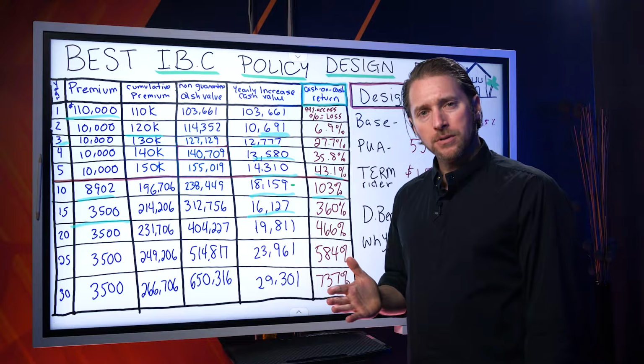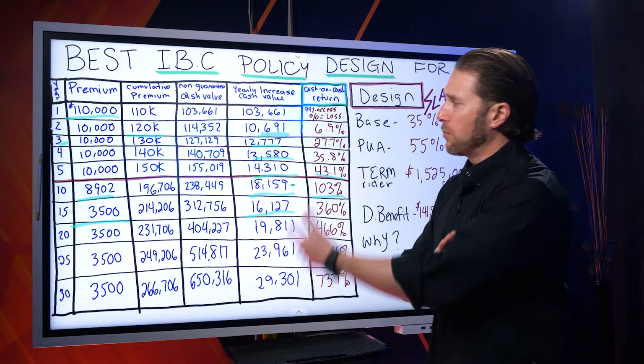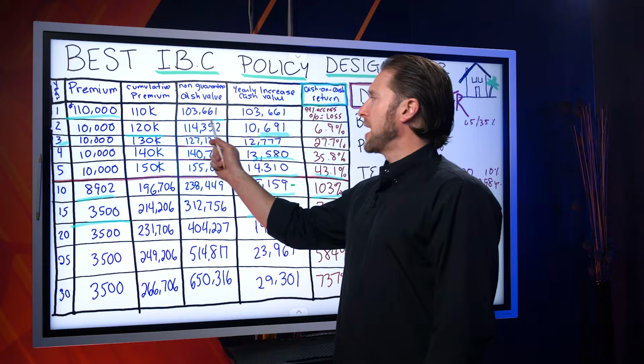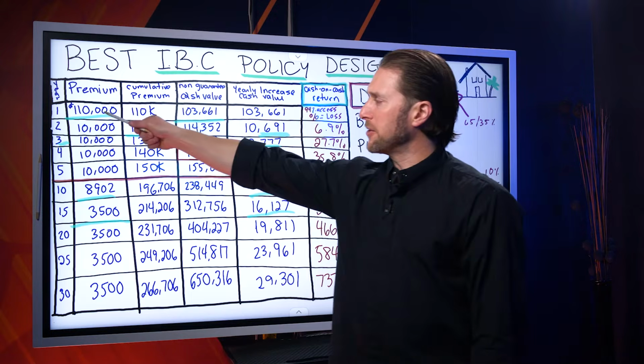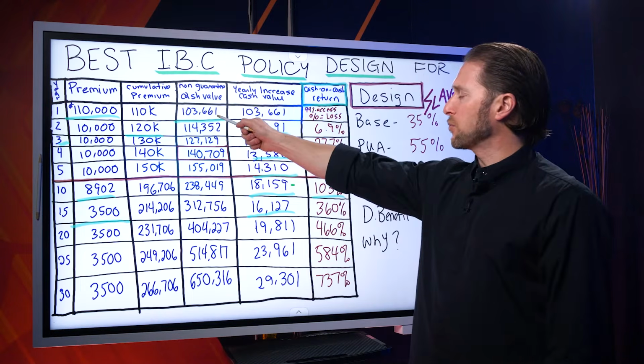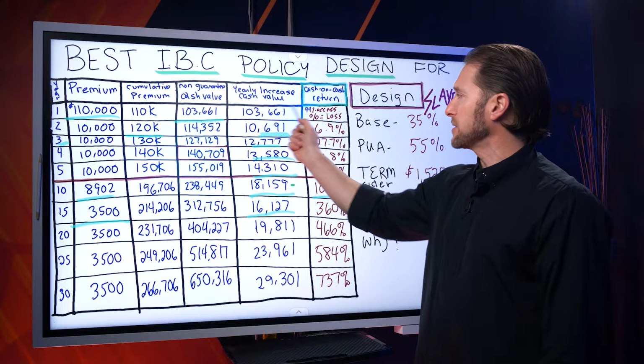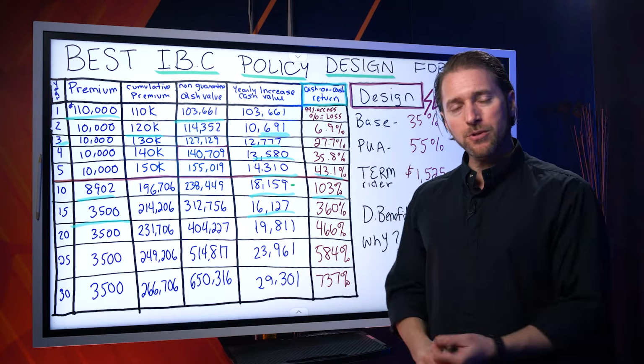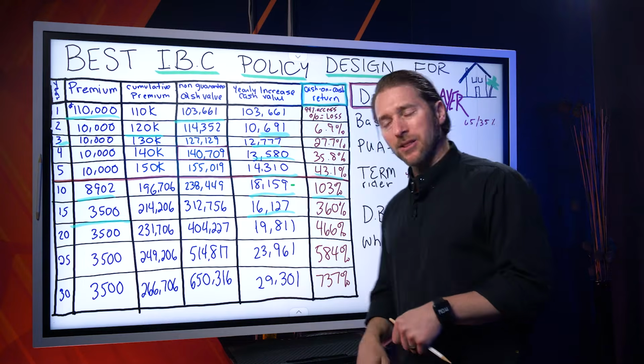So now, if you're really asking yourself, well, what's the downside? Well, the downside we already hit. The downside is in the first year you put 110 in and you only have 103,661 you can take out. That's 94%. You lost money. That's right. You lost money, but what did you get for that loss?